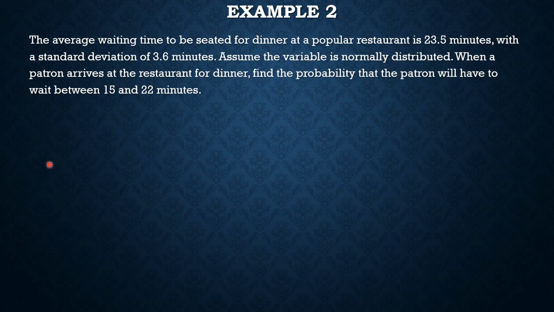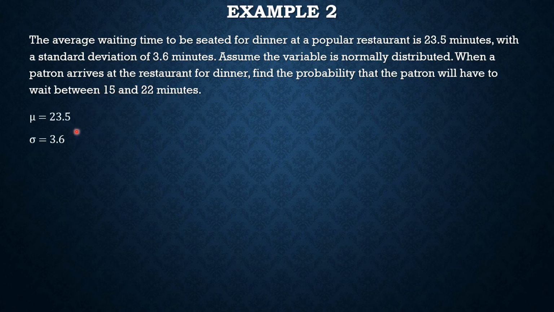Another example. The average waiting time to be seated for dinner at a popular restaurant is 23.5 minutes, with a standard deviation of 3.6 minutes. Assume the variable is normally distributed. When a patron arrives at the restaurant for dinner, find the probability that the patron will have to wait between 15 and 22 minutes. Okay, so the first thing that we have to do is, of course, identify the given.